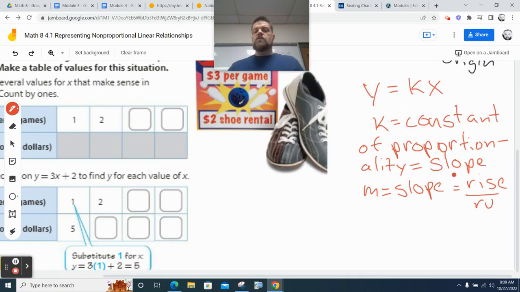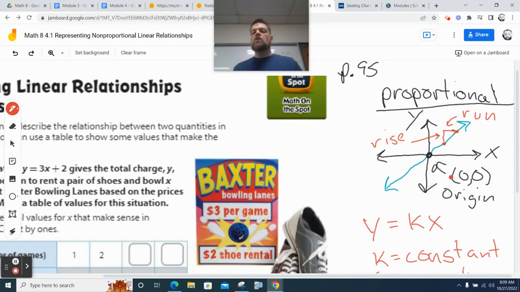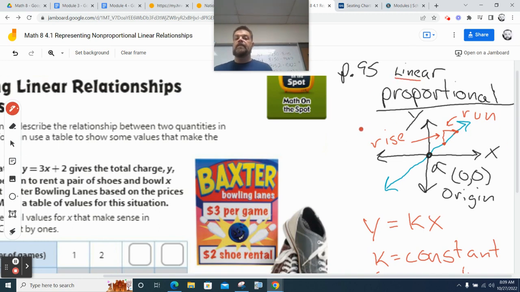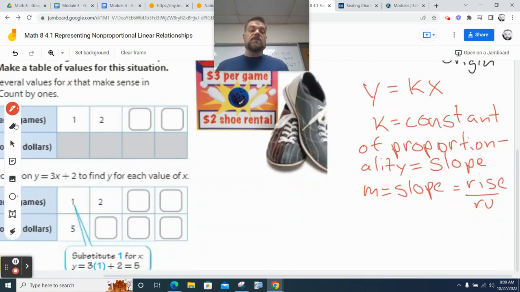So just to kind of summarize, proportional relationships, we have a straight line, which, by the way, we haven't really talked about a whole lot, but when it is a straight line, we call that linear. Linear, it literally has the word line in it. So anytime we have a graph that has a straight line, we call that linear. And it goes through the origin. Well, there are some linear relationships that are non-proportional.